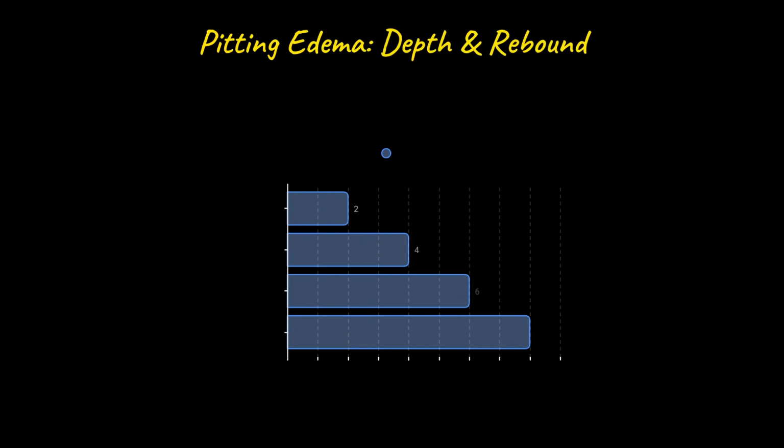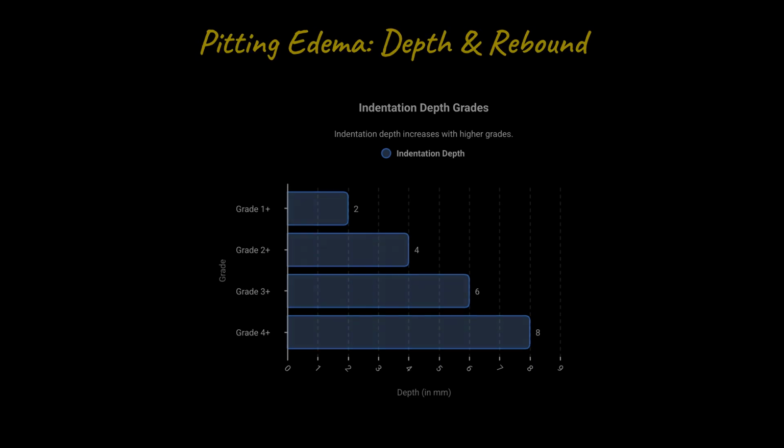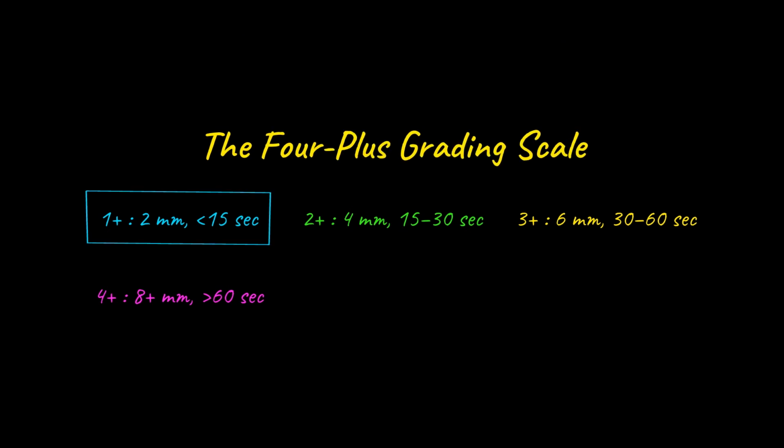When you press into edematous tissue, fluid is displaced from the subcutaneous space. The indentation persists until interstitial fluid seeps back in. The rate of return reflects the fluid's protein content. Low protein transudative fluid rebounds more slowly and produces deeper pitting. Each grade pairs a depth measurement with a rebound time.